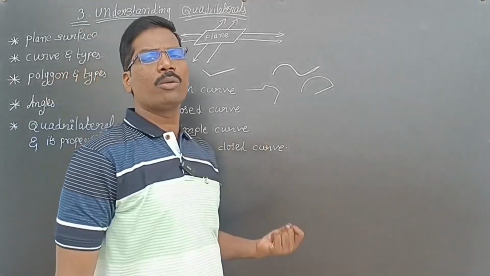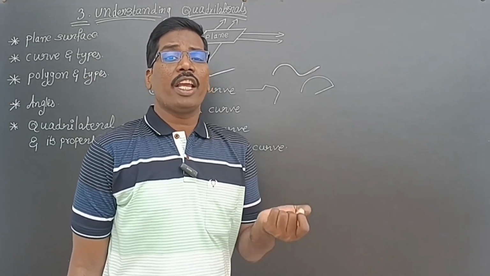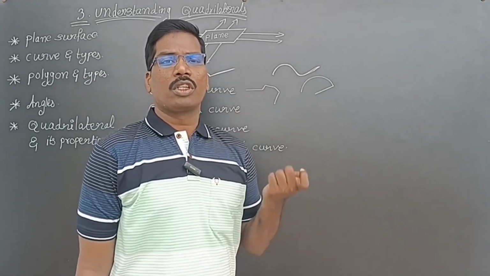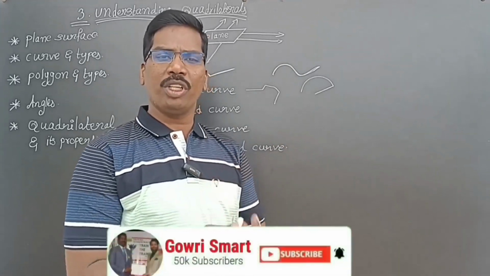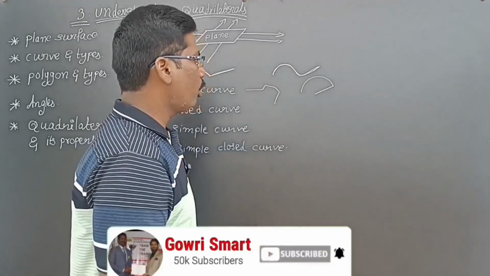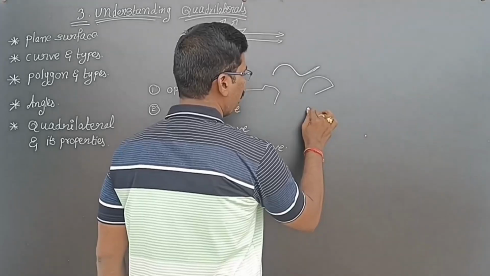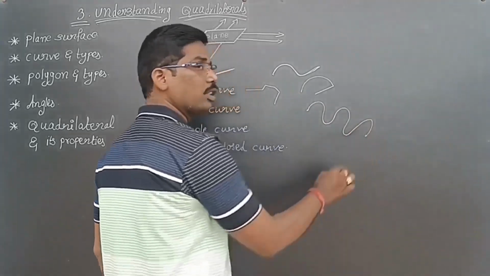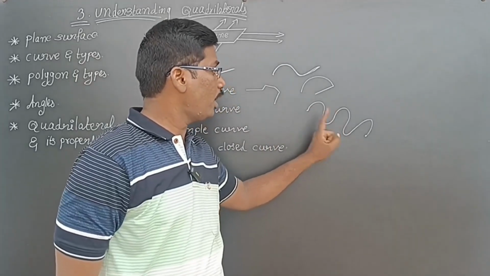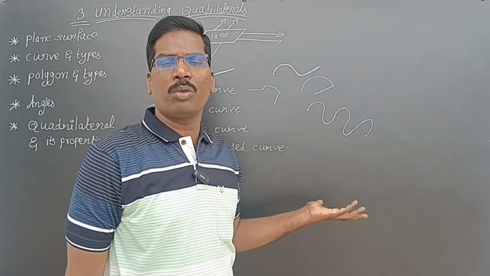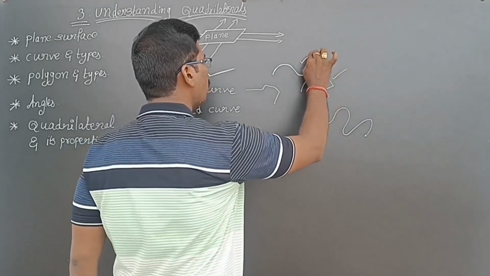Open curve. Open curve means the curve whose starting and ending points are not the same. So the curves which do not have the same starting and ending point are called open curves, because the curves are open. Now let us see here. I am drawing, this is the starting point and this is the ending point. Now I am drawing like this. See, this curve does not have the same starting and ending point, so it is open. This is also an open curve.